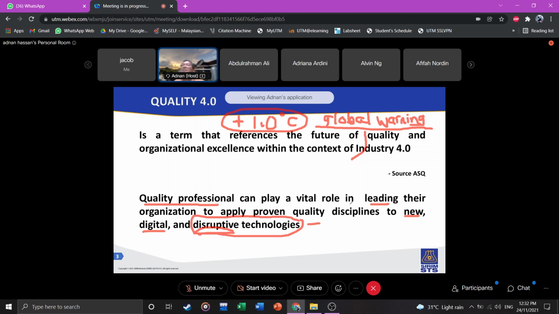If you follow the development, Tesla is a pioneer in this disruptive technology. Have you heard about Tesla? What is Tesla? An EV company. They have implemented what they call the GigaPress. Have you heard about the GigaPress?